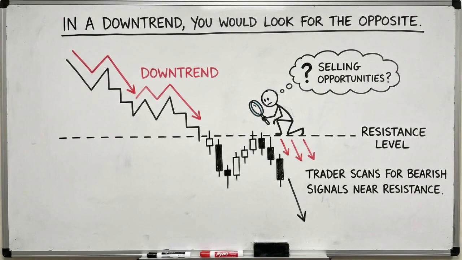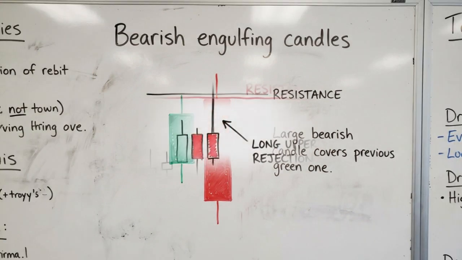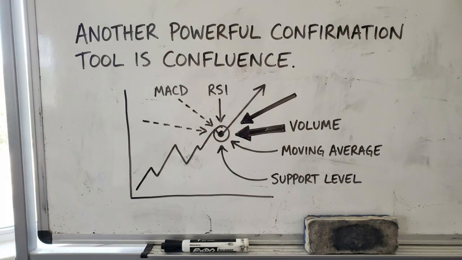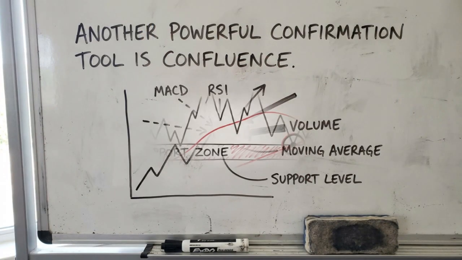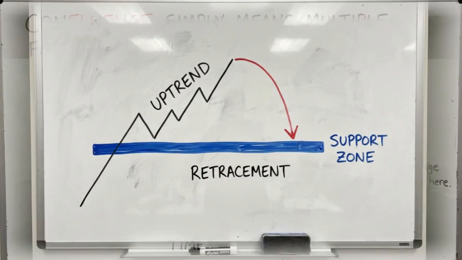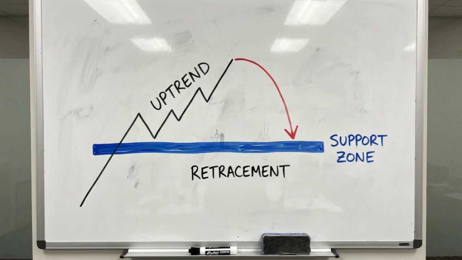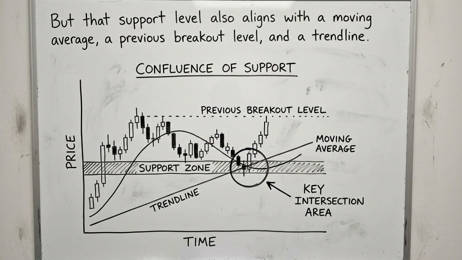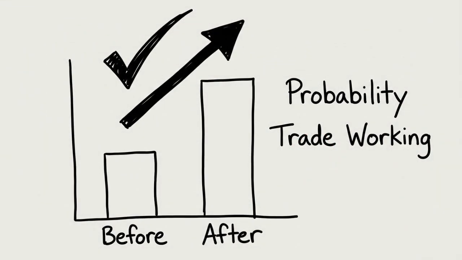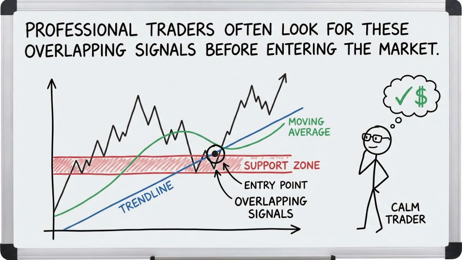In a downtrend, you would look for the opposite: bearish engulfing candles, rejection wicks from resistance, or strong bearish momentum candles. Another powerful confirmation tool is confluence. Confluence simply means multiple factors aligning at the same level. For example, imagine price pulls back to a support level, but that support level also aligns with a moving average, a previous breakout level, and a trend line. Now, instead of one reason to enter a trade, you have 3 or 4 reasons. This dramatically increases the probability of the trade working. Professional traders often look for these overlapping signals before entering the market.